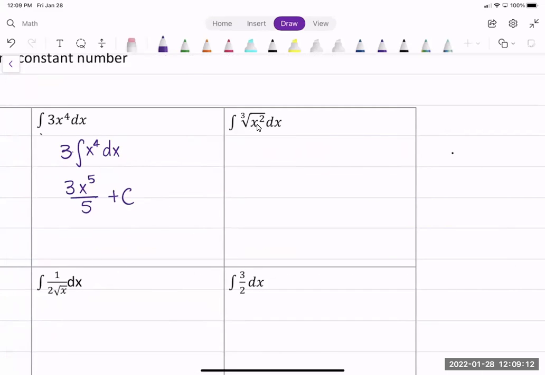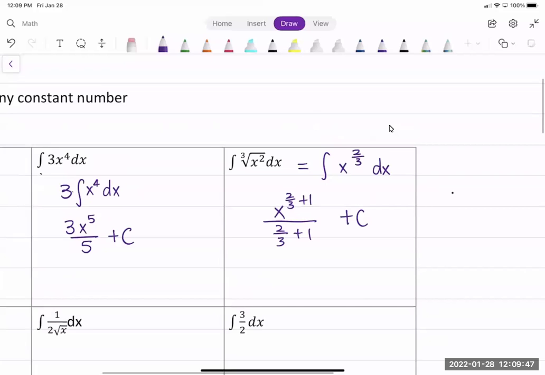The last one is also the power rule. However, there's a radical, so before applying the power rule, we're going to rewrite. This is going to be x to the power 2/3 dx. Since this is a fractional exponent, I'm going to write the plus 1 form first to avoid any mistake. So I'm going to do x to the power 2/3 plus 1 over 2/3 plus 1, and then plus c.